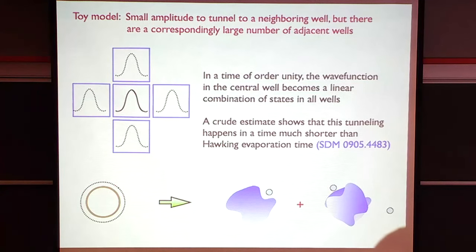As a shell is collapsing, you can write the whole initial shell as a linear combination of eigenstates and evolve all the eigenstates. If you want to recast it as tunneling, all that happens is this shell, in a time which is short, and we also estimate the time there, becomes a linear combination of these fuzzballs. And those, as we said, emit from their surface. And now there is no information problem.